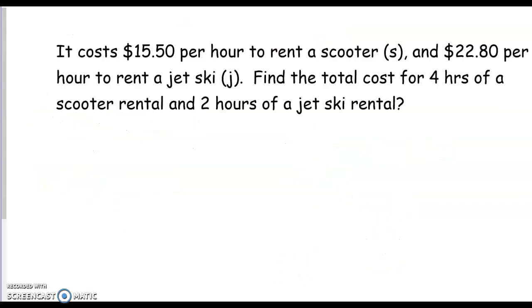Okay, I hope this is all coming back to you. Okay, let's try a word problem, because those are important. This one says it costs $15.50 per hour to rent a scooter, and I told you that S stands for the scooter hours, and $22.80 per hour for a jet ski, and we represent that with J. I want the total cost, and I want 4 hours of scooter and 2 hours of a jet ski. So the first thing we need to do is write the expression that we're going to use to solve this.